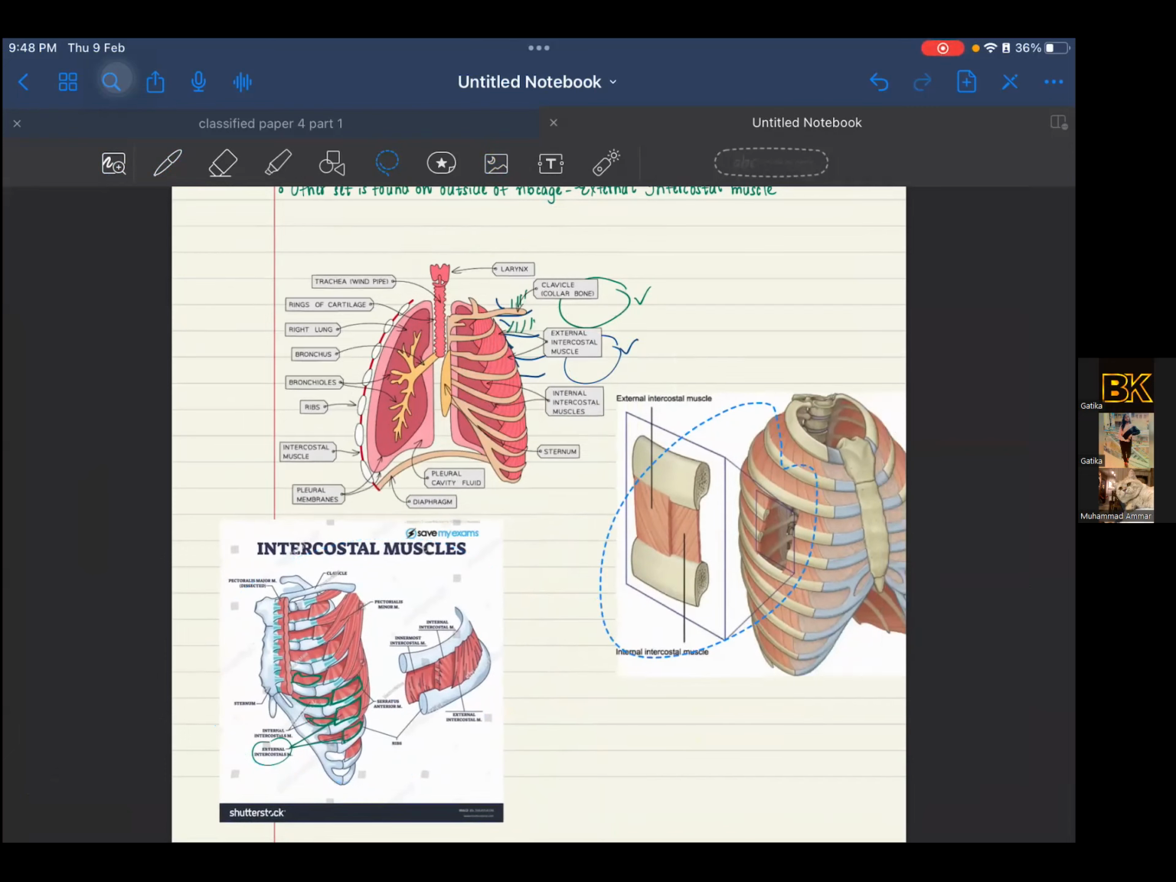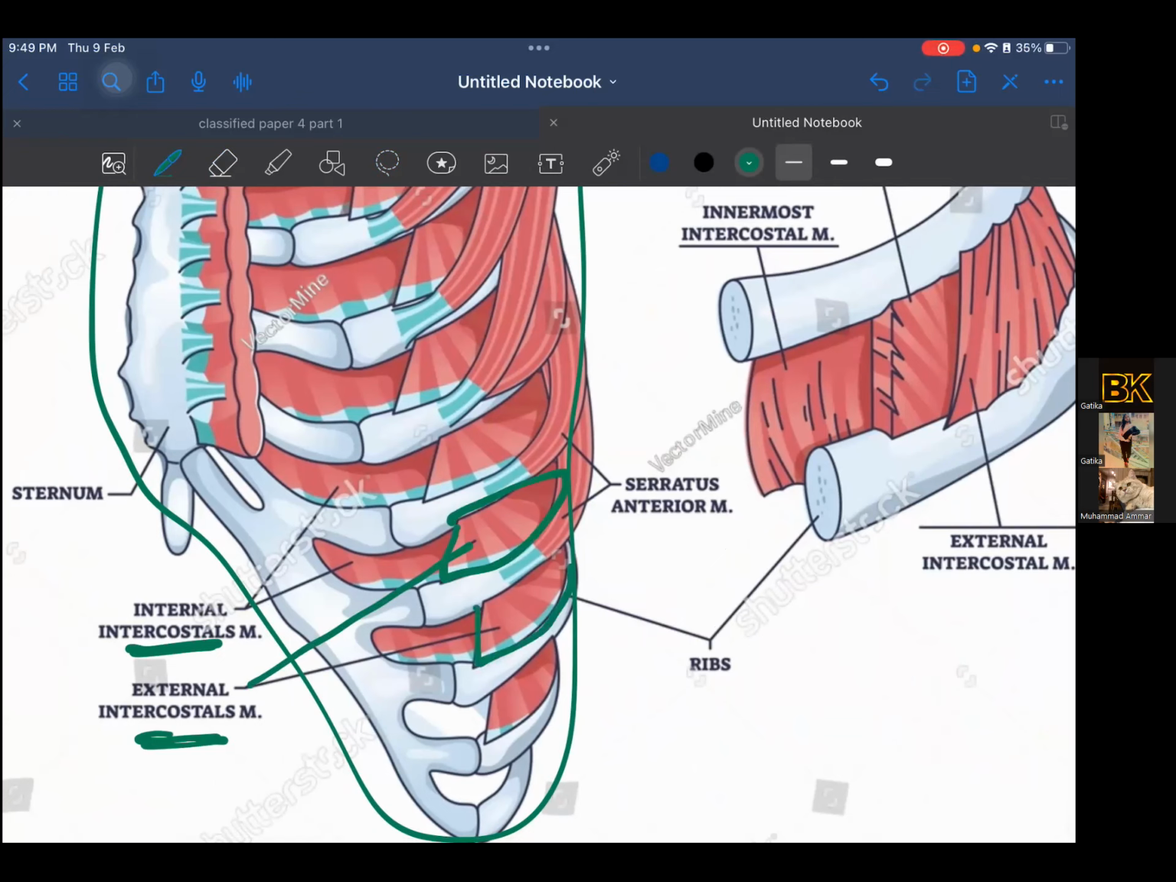It has both. This is a section through the rib cage. In the rib cage, we will have both internal and external. Now, see this labeling here: internal intercostal and external intercostal. See where the external goes to this outside one. It will look like two flaps or two layers. The one which is the inside one is the internal.